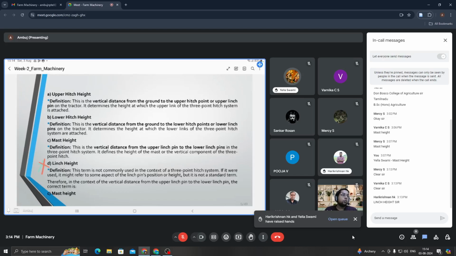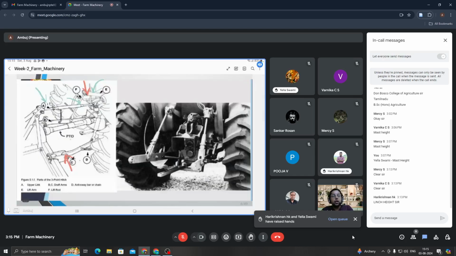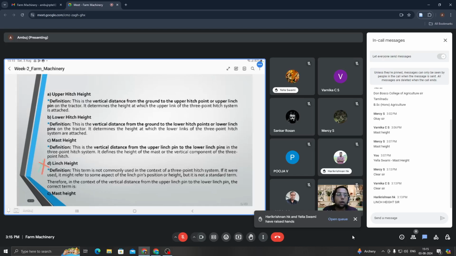Now Hari Krishnan's question, lynch height. I'll just explain. Just forget about lynch if some confusion is there, and just keep in your mind hitch height: upper hitch height, lower hitch height, and mast height. Three different types of height are there. Upper hitch height is the vertical distance from the ground to the upper hitch point. This arrow which I have marked here, aside F, from this arrow to the ground, that is my upper hitch height.